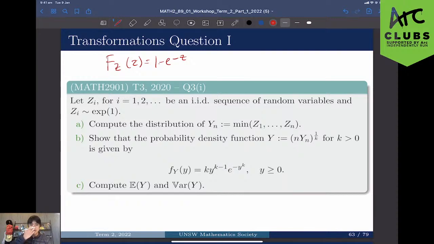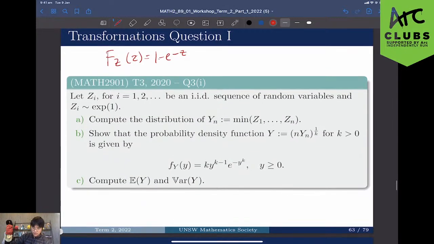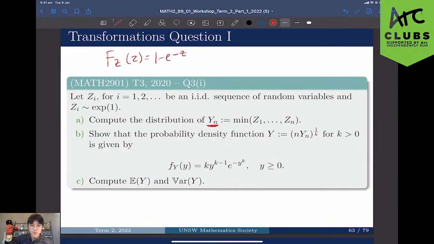So we know that Z_1 to Z_n are exponential random variables, and we want to find out what Y_n's distribution is. And then after we find the distribution of Y_n, we want to find the distribution of Y. As we can see, the Y random variable is in terms of Y_n. Since we calculate the distribution of Y_n here, and we don't know the distribution of Y, we're going to use this distribution that we found to calculate the density function of Y.